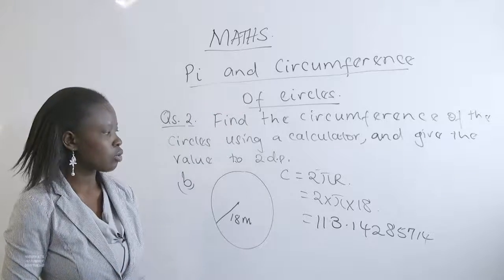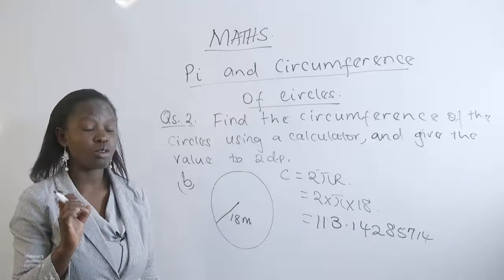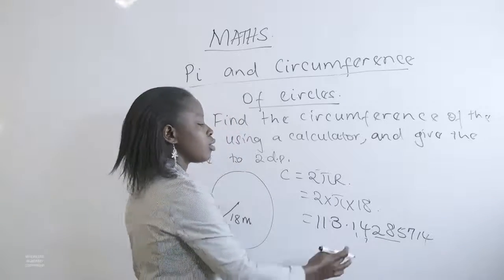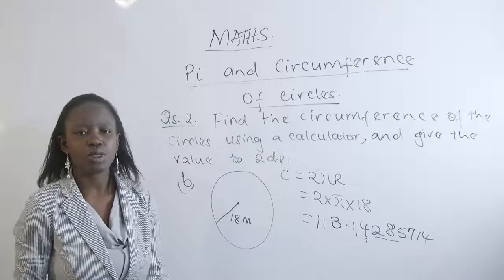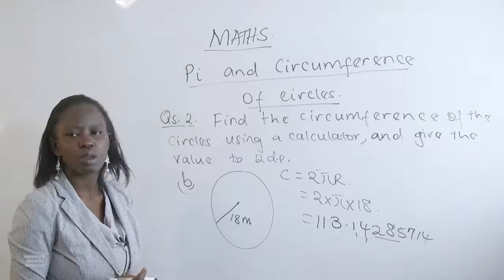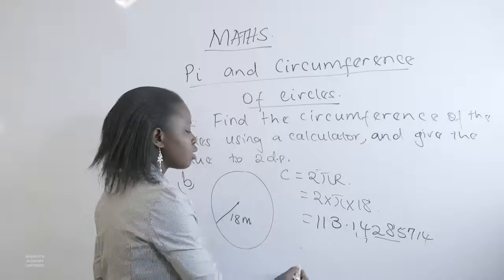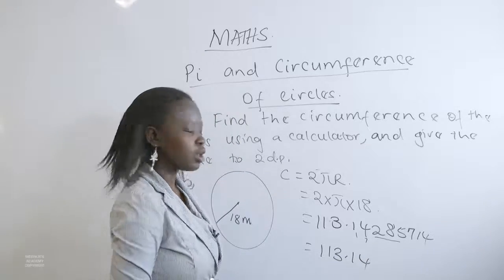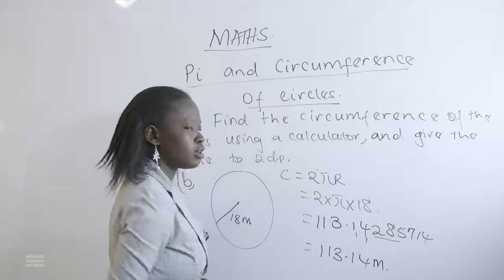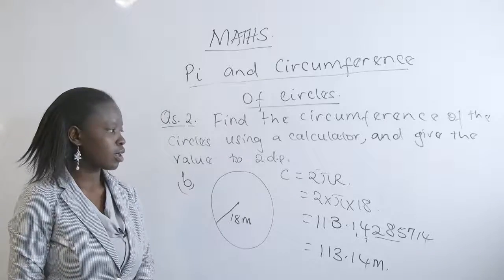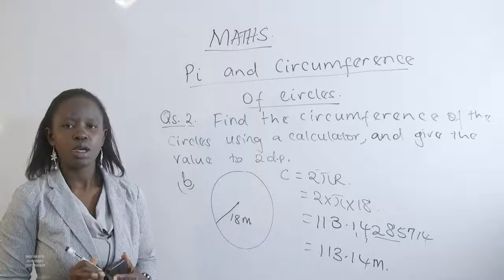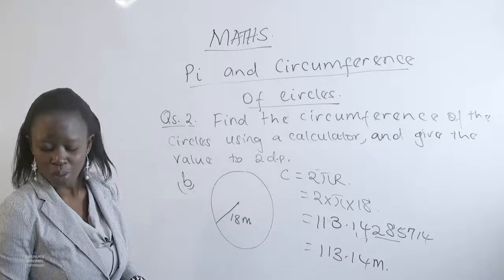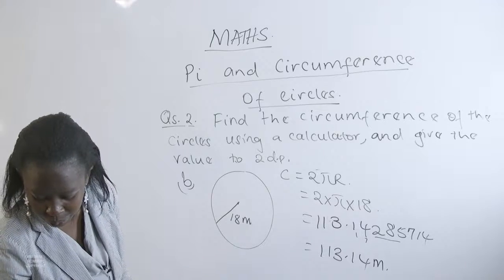So what we do is we need to round off our figure to two decimal places. The number in the third decimal place is 2, and 2 is a figure that is less than 5, so it has no impact on our second figure. So that means that we have 113.14. The units we are having are meters. So that means that the circumference of that given circle is 113.14 meters.